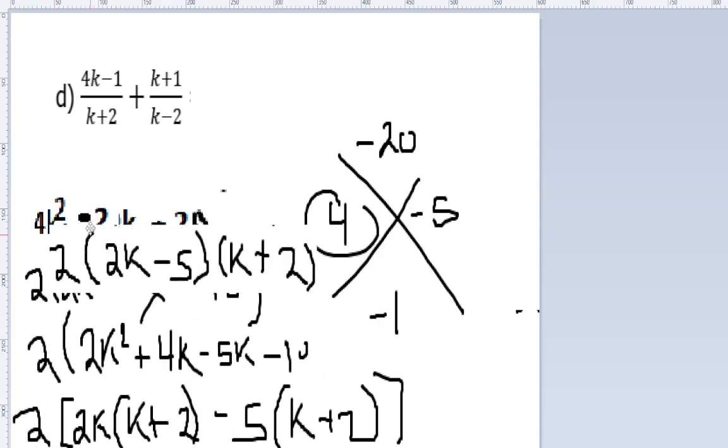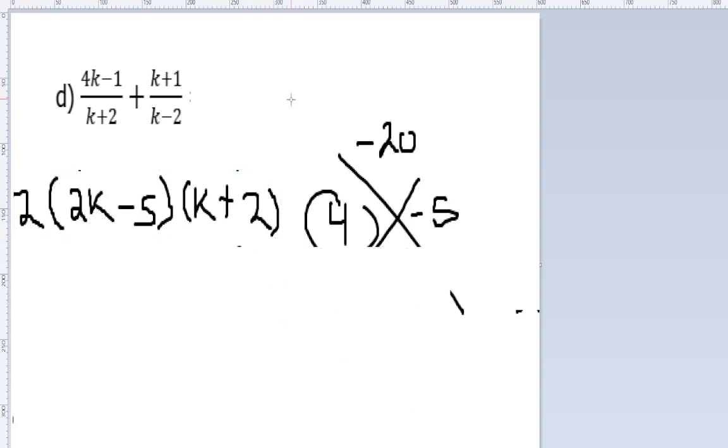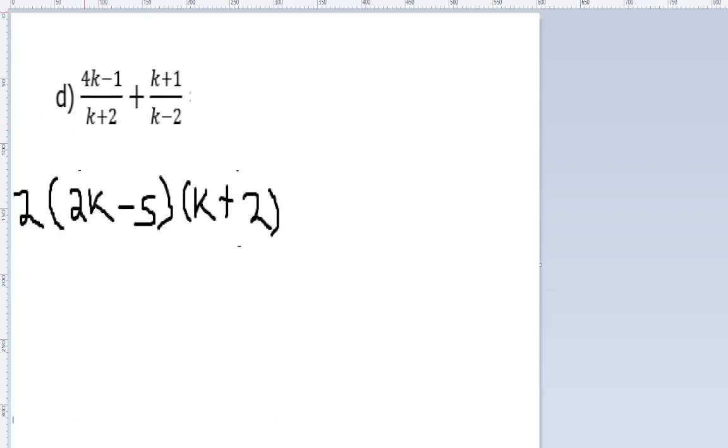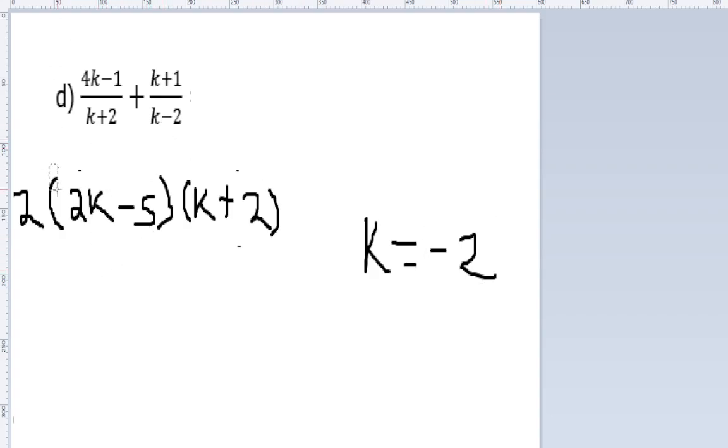Here's my final factor, which means if either of those brackets is 0, oh, we forgot our exclusions, right? k can't be minus 2, k can't be 2. If either of these factors are 0, we set it. So this one to be 0 would be the opposite of this, minus 2. So k is equal to minus 2. Notice that this answer is not possible because it's one of our exclusions, which means we ignore it, by the way. And then this answer we set to 0.